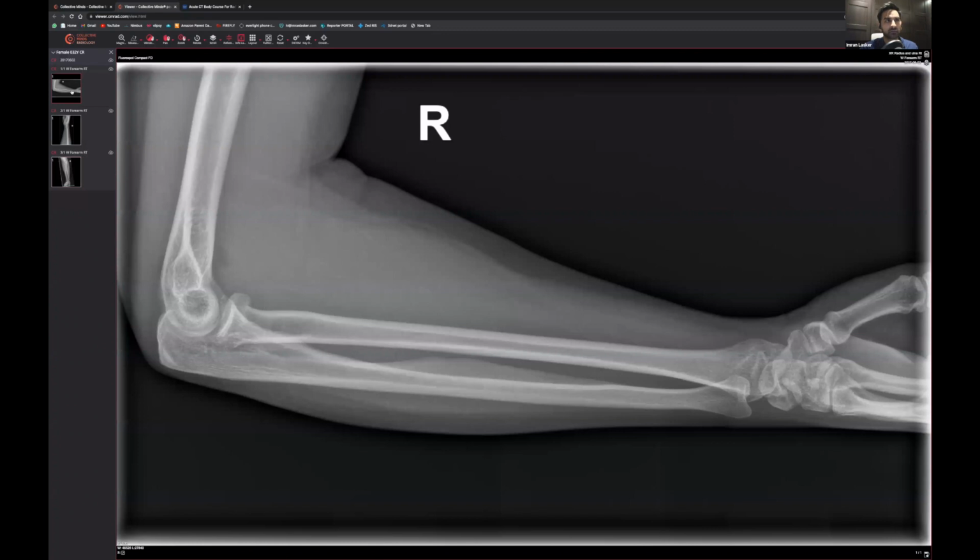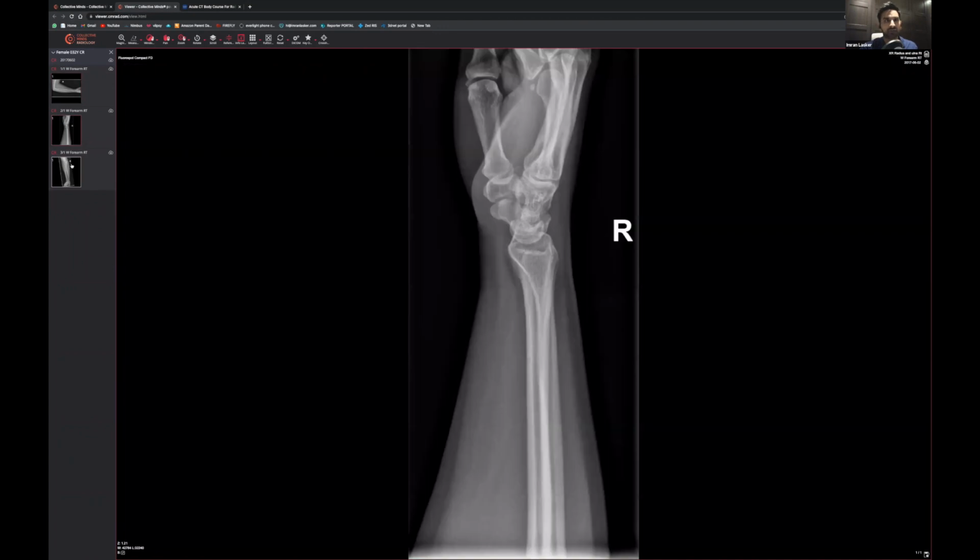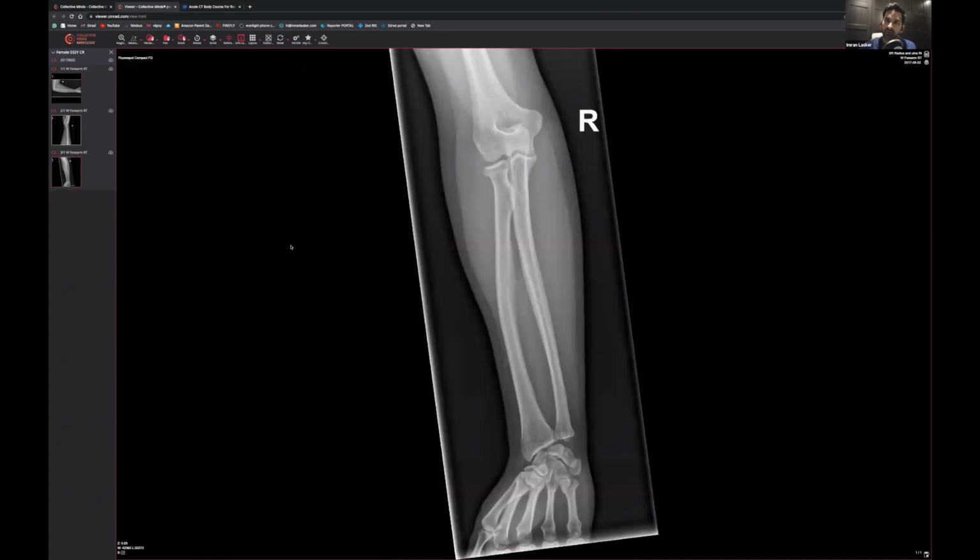So what have we got? We've got 1, 2, 3 views of what looks like the forearm. And actually, this is slightly more of the wrist, isn't it? And then this one is the forearm again, but a slightly more odd view.